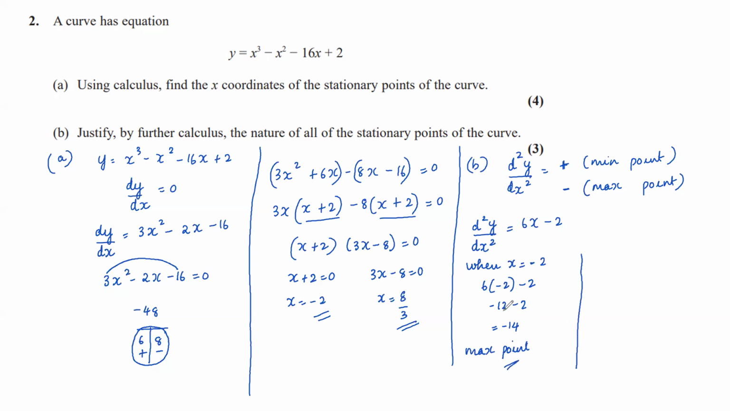Let's find out what happens when x is equal to 8 by 3. Substitute 8 by 3 instead of x. So 6 into 8 is 48. 48 divided by 3 is 16. So 16 minus 2 is equal to 14. 14 is a positive value here. If it's a positive value, then it is a minimum point. So x equal to 8 by 3 is a minimum point.